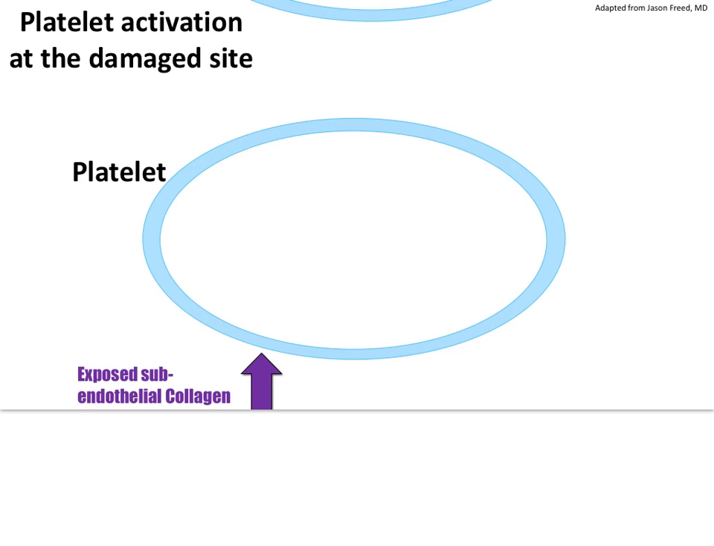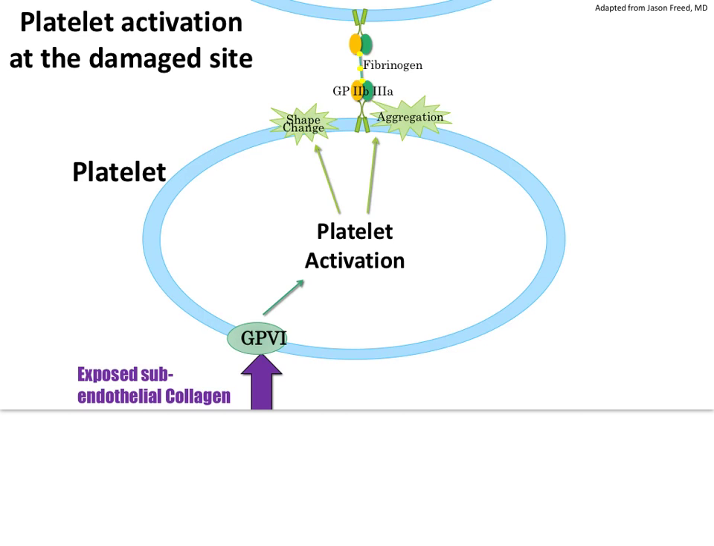Let's zoom in even more to look at this interaction and how it causes platelet activation and thus vegetation formation. First, the exposed subendothelial collagen, represented as the purple arrow in the bottom left, binds to the platelet's GP6 receptor. This causes platelet activation, which results in a shape change. Instead of being ovoid, the platelet puts out podocytes or projections, which makes it easier to link with other platelets. Activation also causes formation of the GP2B3A receptor on the platelet surface. This binds to fibrinogen, which binds to other platelets' GP2B3A receptor, and thus links platelets together, causing aggregation.